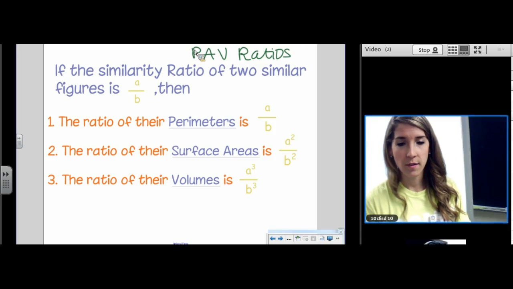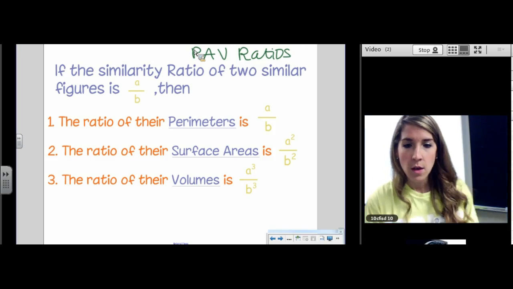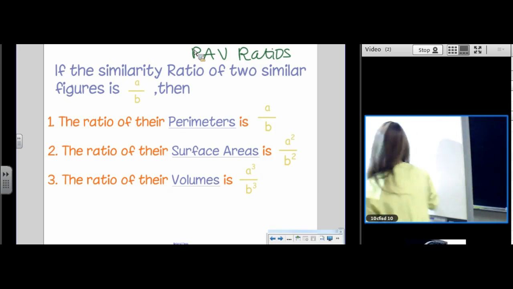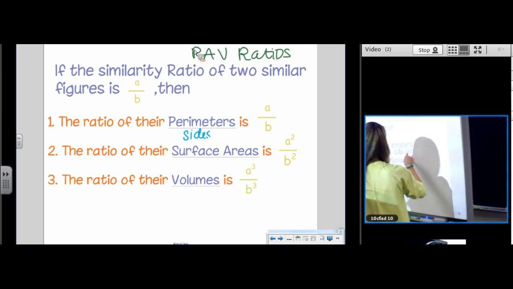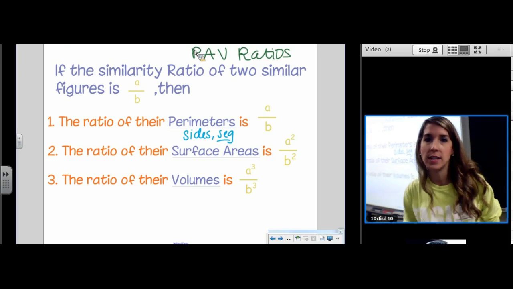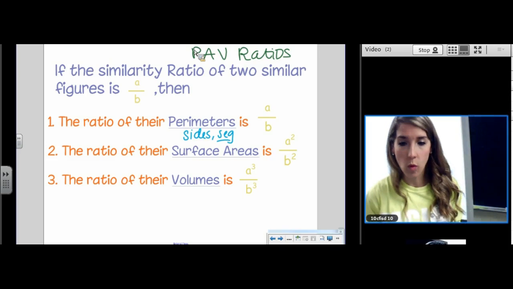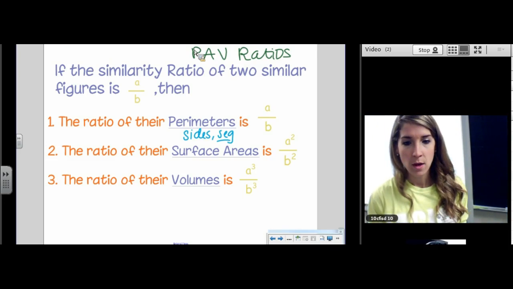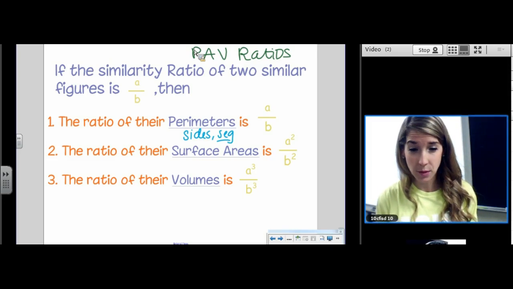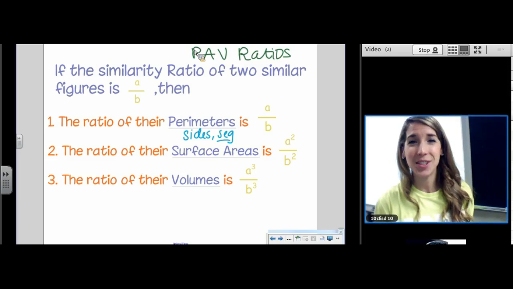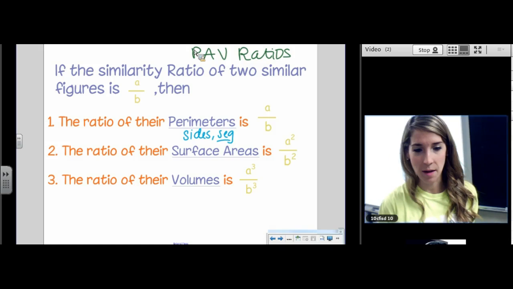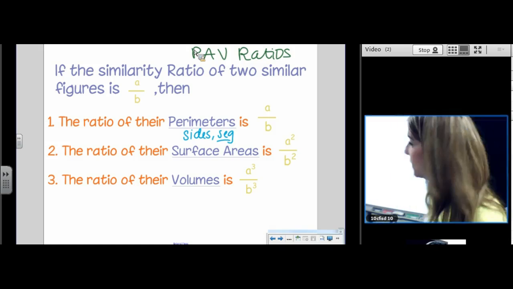Perimeter Area Volume Ratios. So the ratio of the perimeters, aka the sides, or really any segment at all, the ratio is simply A to B. A to the 1 to B to the 1. The ratio of the surface areas is A squared to B squared. And of course the ratio of the volumes is A cubed to B cubed. This is the 1D, 2D, 3D lesson that we've had before. Let's try some problems.